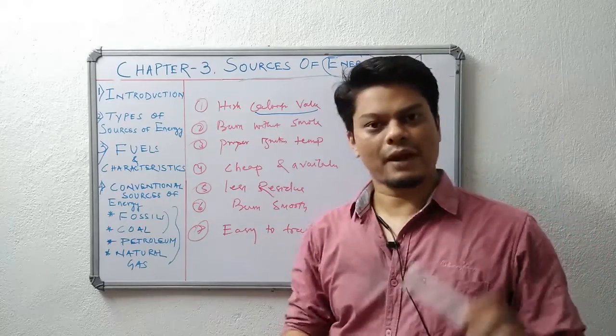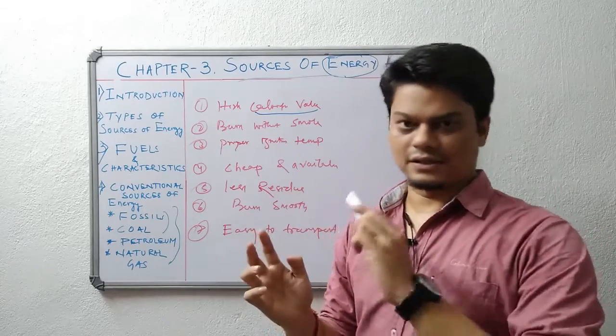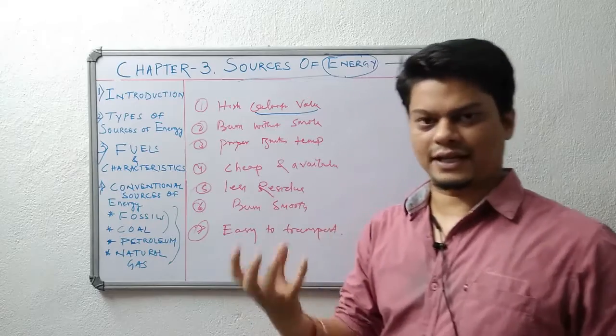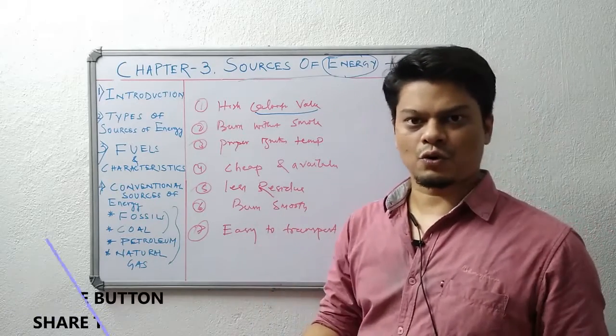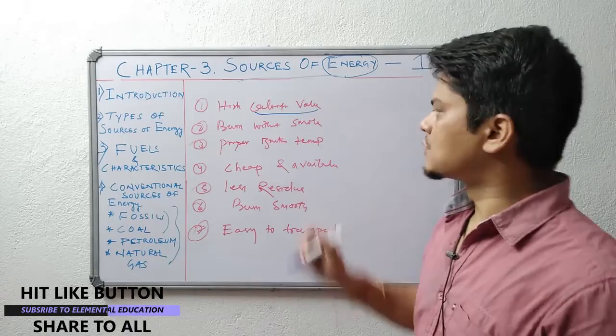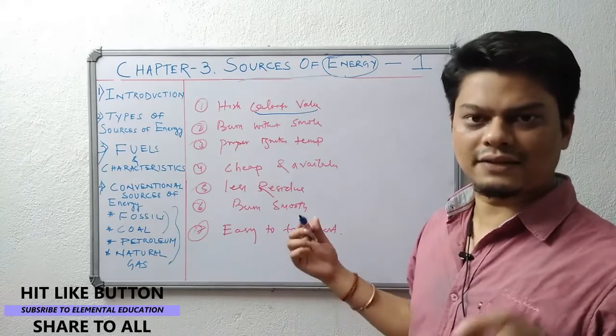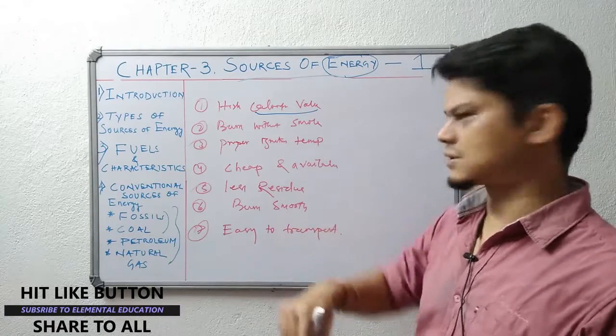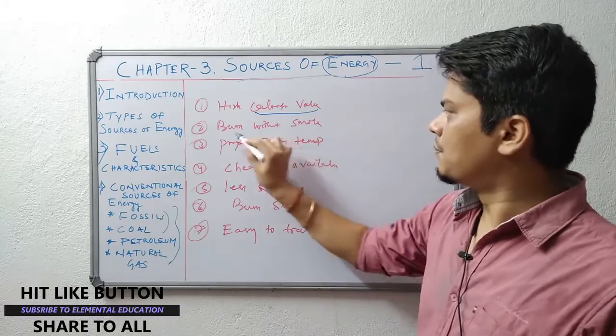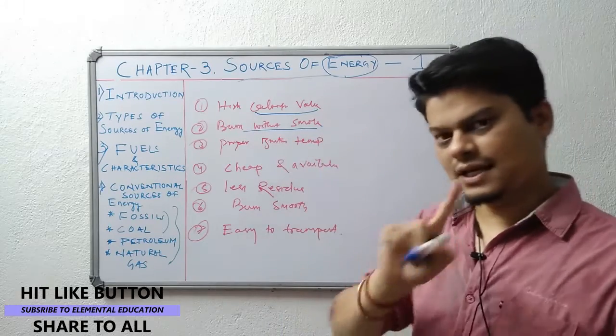That means if I take cow dung, as we have seen in our earlier example, it gives a lot of smoke. Wood also gives a lot of smoke. Petrol, kerosene and diesel give comparatively lower smoke than cow dung. So burning without smoke is the second condition.